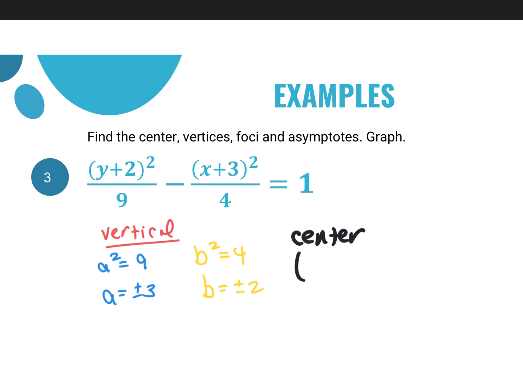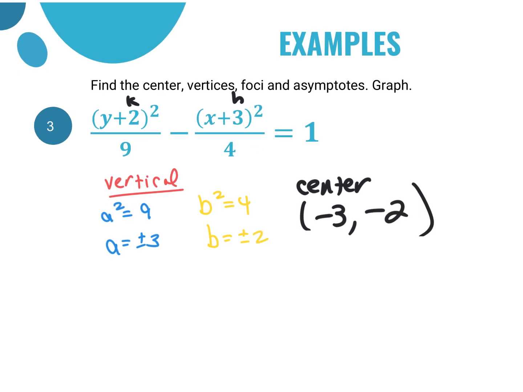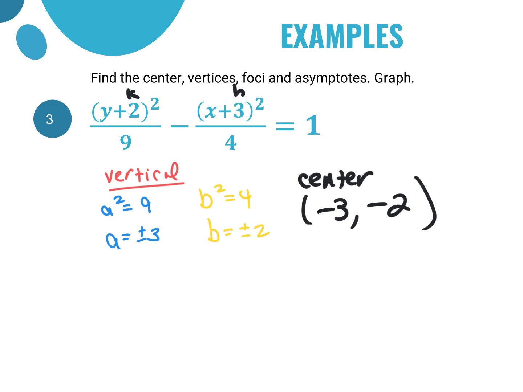Perfect. Where is my center? Don't get fooled, guys. This is my h. This is my k. Where's my center? -3, comma, -2. All right, so we moved a little bit. No big deal. You guys told me this was a vertical. Yes? You told me it was a vertical, so I'm going to go back to what Eva said.